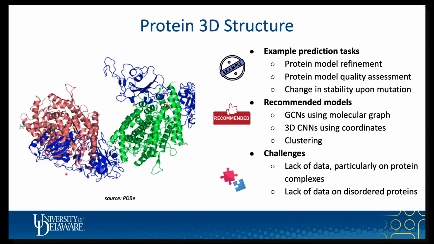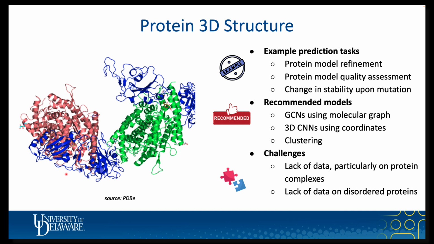Another data type is 3D structure. As opposed to the previous one, in this case, the input is not a sequence, but the atomic coordinates, the structure. Machine learning is used for the 3D model refinement, which involves improving the initial 3D protein structure model to make it more accurate and closer to the native conformation.